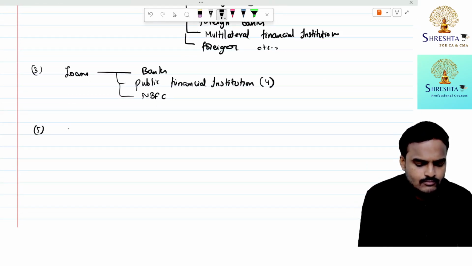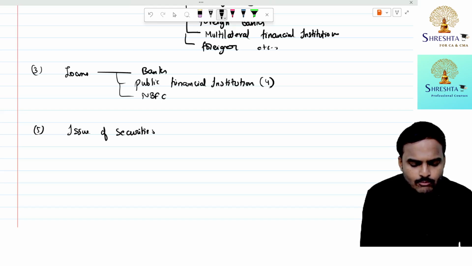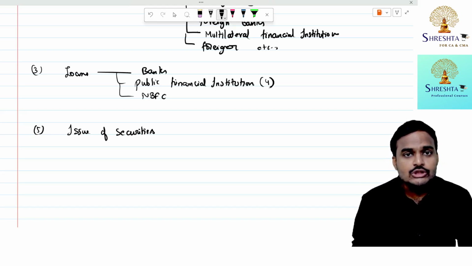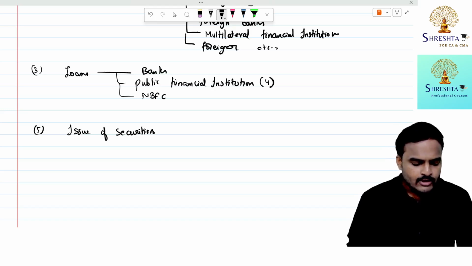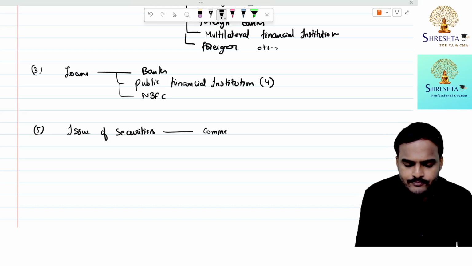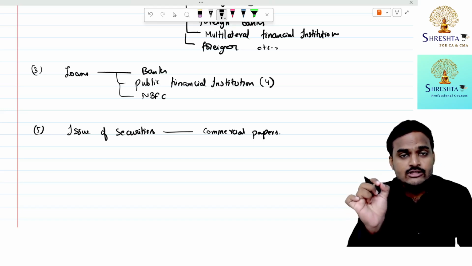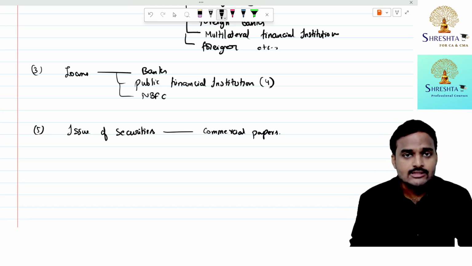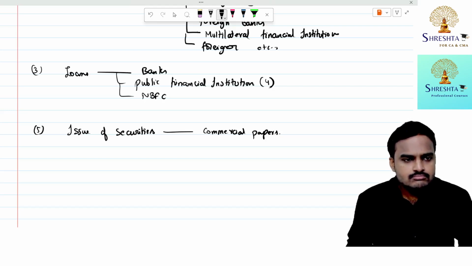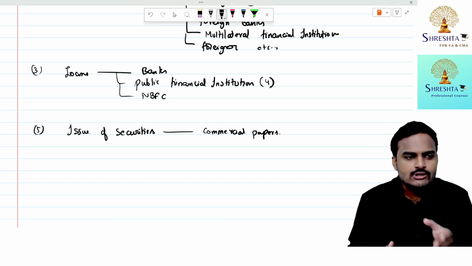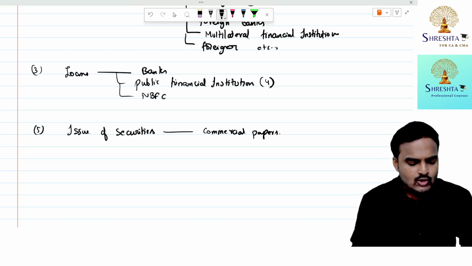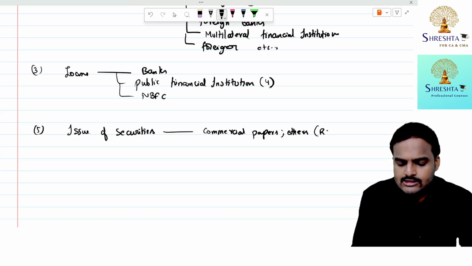Fifth one, issue of securities. Amount received or raised through issue of securities, like commercial papers. Actually, commercial papers are excluded from the definition of debenture. Now viewers will get a doubt whether it is a deposit or not. The answer is it is not a deposit. Or other instruments as specified by RBI.